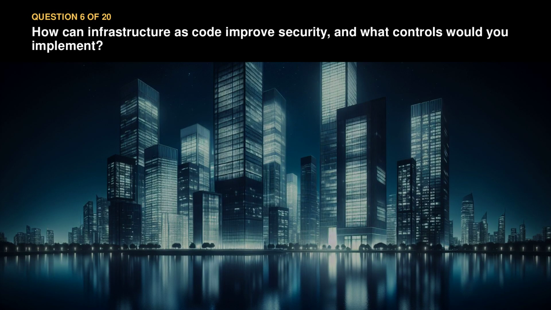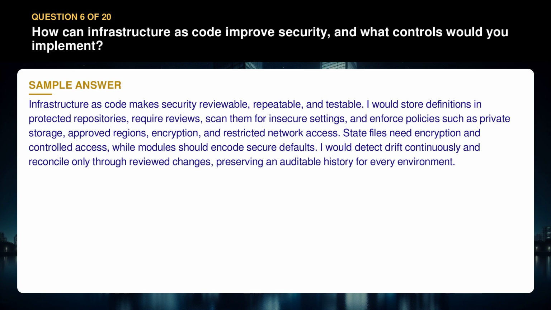Question 6. How can infrastructure as code improve security, and what controls would you implement? Infrastructure as code makes security reviewable, repeatable, and testable. I would store definitions in protected repositories, require reviews, scan them for insecure settings, and enforce policies such as private storage, approved regions, encryption, and restricted network access.